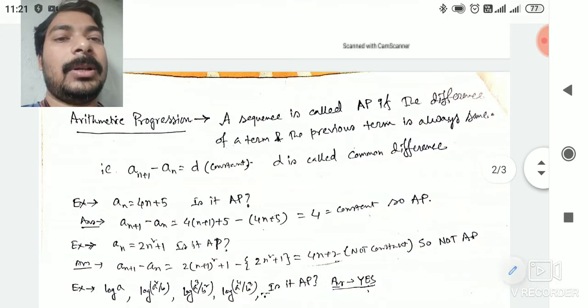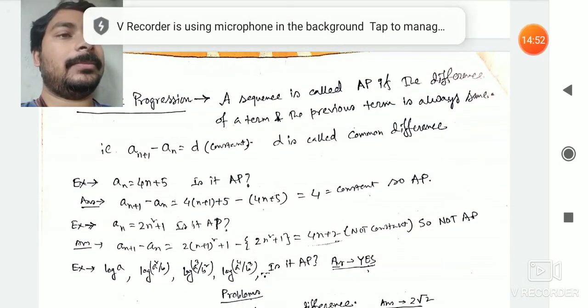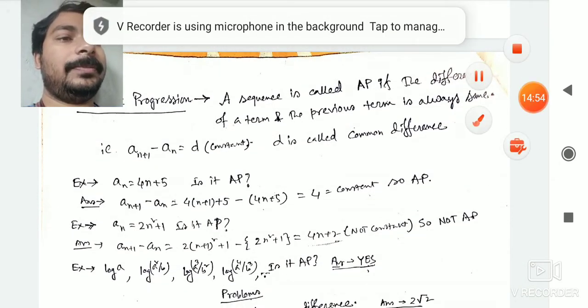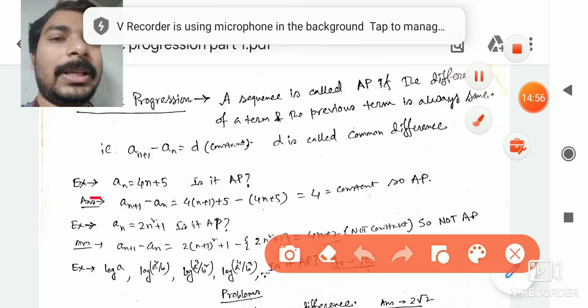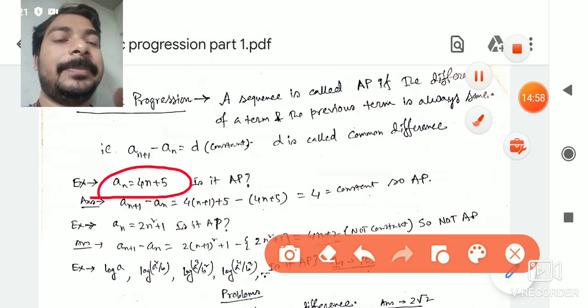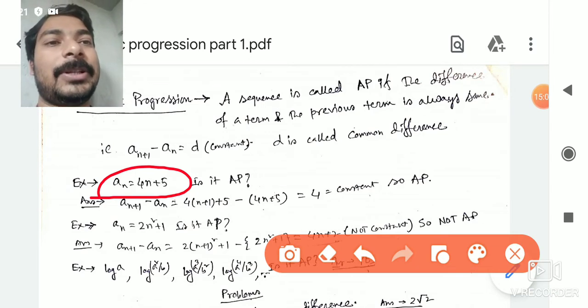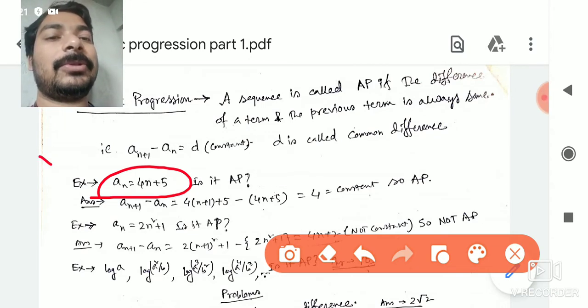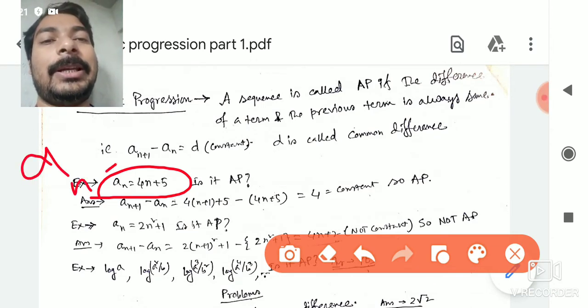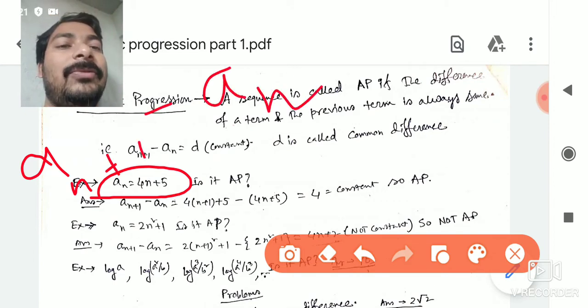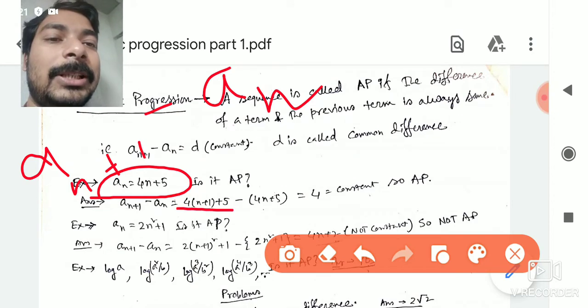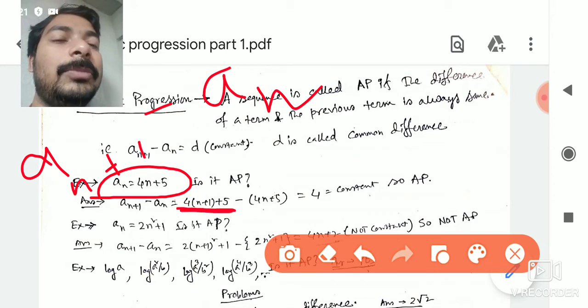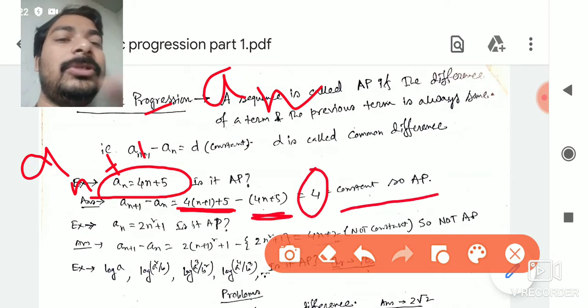Now check something. There is a question: an equal to 4n plus 5. Is it an AP? Now how can we check? First write down a(n+1) and then subtract an. We have to find the value. Look, here I have written a(n+1) as 4 into n plus 1 plus 5. And an is 4n plus 5. If we subtract this, we will get 4, which is a constant, so it is an AP.